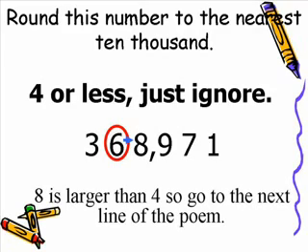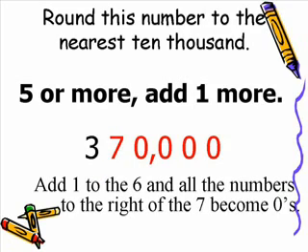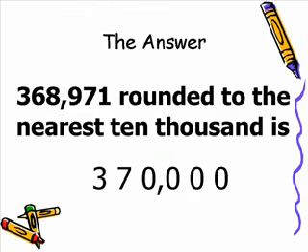The next line of the poem says 4 or less, just ignore. Well, 8 is larger than 4, so we're going to go to the next line of the poem, which says 5 or more, add 1 more. So we're going to add 1 to the 6, the number that is circled. The 6 becomes a 7, and all the numbers to the right of the 7 become zeros, as you can see in this picture. So 368,971 rounded to the nearest 10,000 is 370,000.